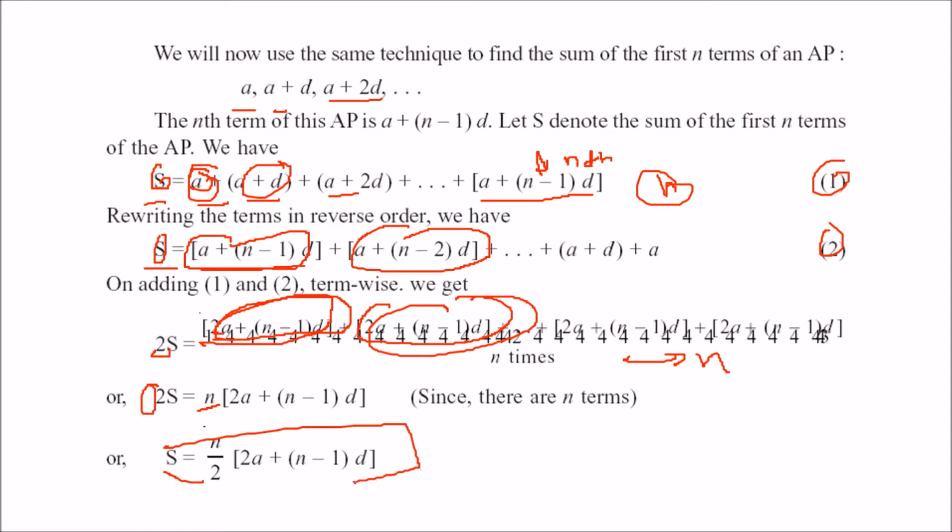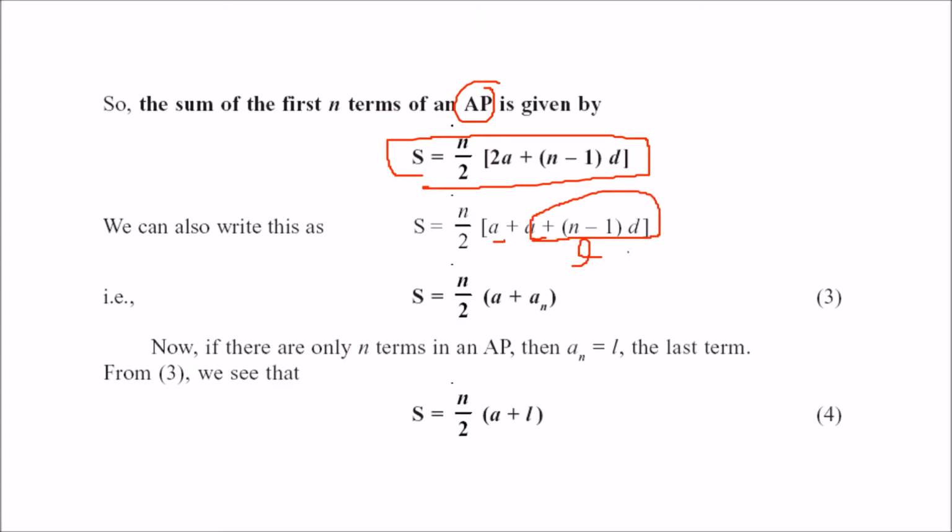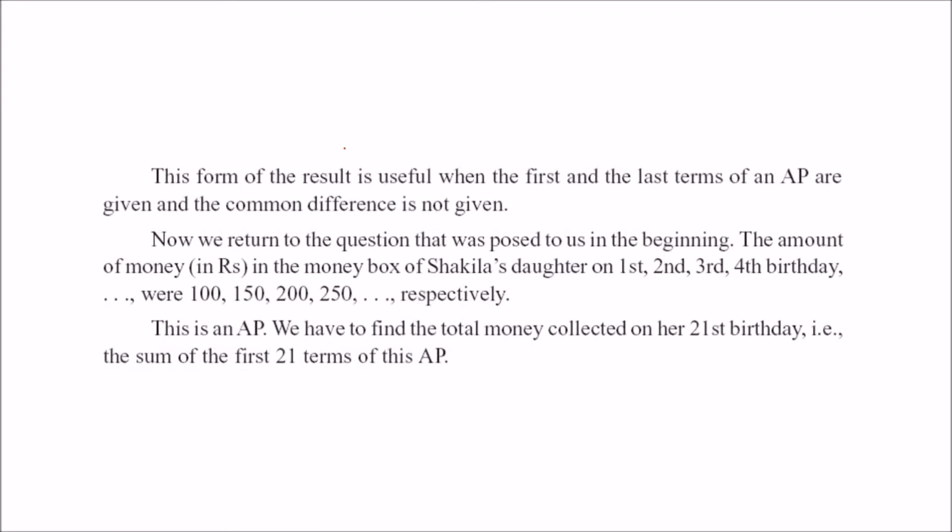And this exactly is the sum of the n values of the list, which we call an AP, arithmetic progression. So the sum of the first n terms of an AP is nothing but n by 2 into (2a plus (n minus 1) into d). You can also write it as n by 2 into (a plus (a plus (n minus 1) into d)). This is the last term or the nth term. So you can also write a plus l if you are given the last term. This is how we got the easy answer to Shakila's problem.